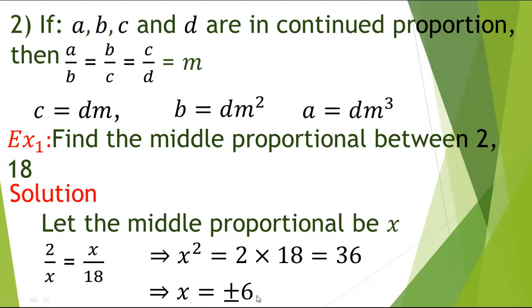By the same way, we can find the first. If he asks me to find the first proportion, or the third, or the middle, then for the missing part, let the missing one be x, write the ratio, then find the missing one.